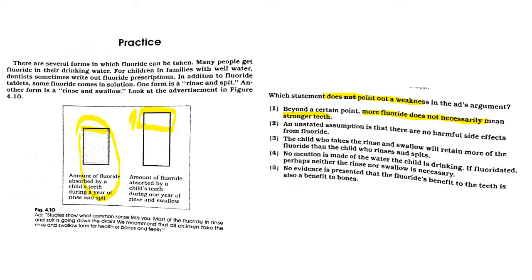Think about food. There's an amount of food that you need to eat each day. If you eat more food than that, then it's not actually helping you. In fact, for food, it can make you fat. Eating too much food is bad for you. Maybe having too much fluoride is also bad for you. So this is a weakness in the argument. So number 1 is not correct because we want something that is not a weakness.